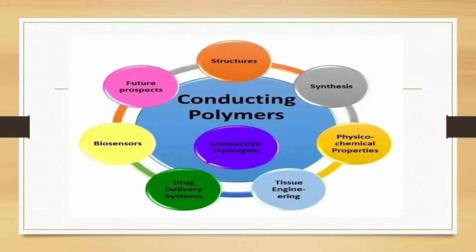So here we have a circle chart about the conducting polymers. At the top we have the structures, and next we have the synthesis, and next the physico-chemical properties, and next engineering, and next drug delivery systems, and next biosensors, and next future prospects, and in the middle we have the conductive hydrogels. This is a chart about the conducting polymers.